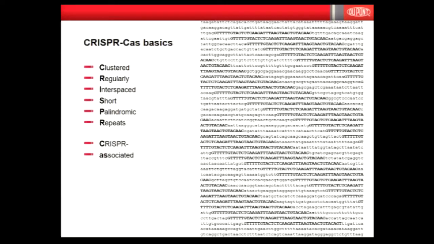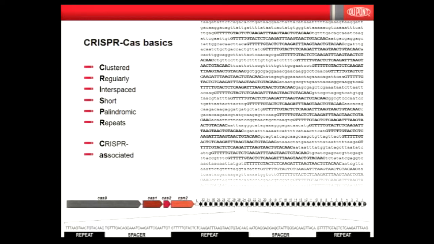And it can be illustrated this way. So it's an alternation of repeats, the black diamonds, all identical, and that are spaced by unique sequences. So the small rectangles in white, where each spacer is unique and different from the others in the CRISPR locus. So this is the basic definition of CRISPR, and this is not what is used for genome editing.